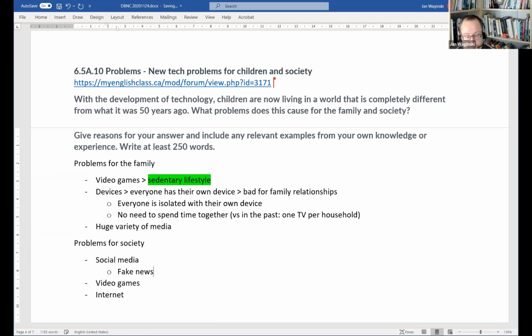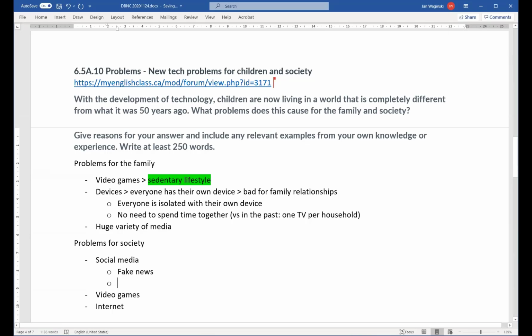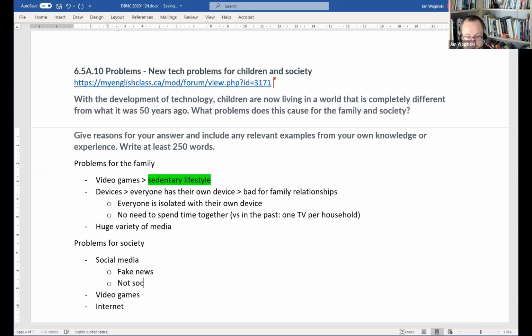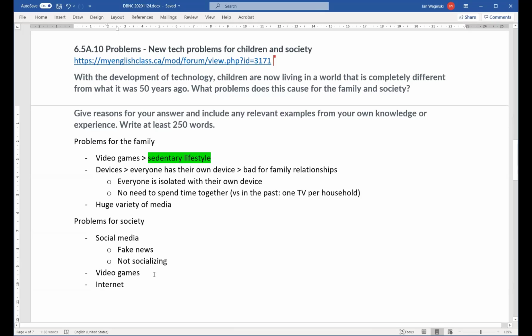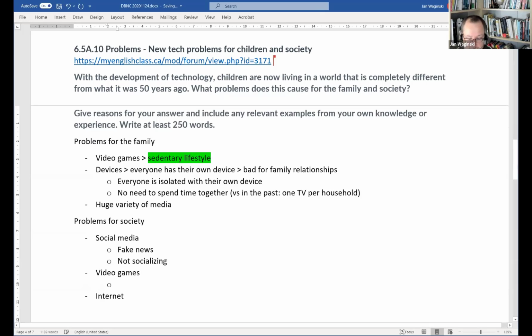Fake news, yep. What else? Bullying. We had lots of bullying in the old days too. Maybe even more. Not socializing. Yep, that's a big one. That's easy to talk about. Think of the things that are easy to talk about. This shouldn't be a challenge, like in terms of the ideas that we come up with. We're not trying to challenge ourselves. Violence from video games. That's a very easy one.